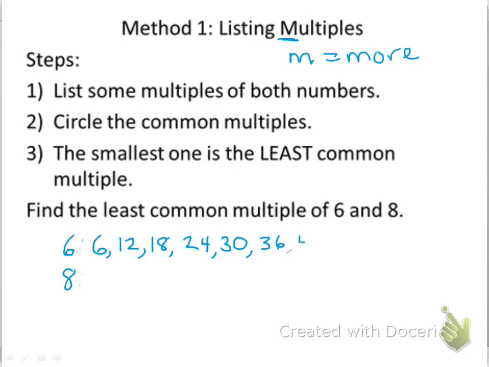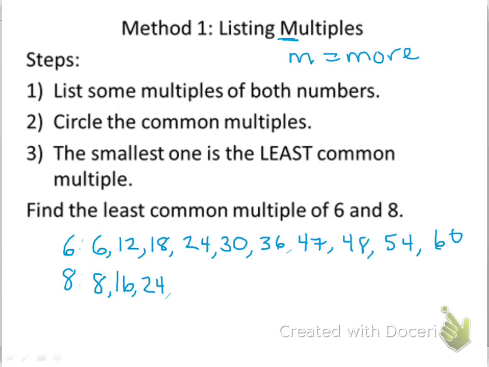6 times 7 is 42. 6 times 8 is 48. 6 times 9 is 54. And 6 times 10 is 60. Now let's do 8. 8 times 1 is 8. 8 times 2 is 16. 8 times 3 is 24.